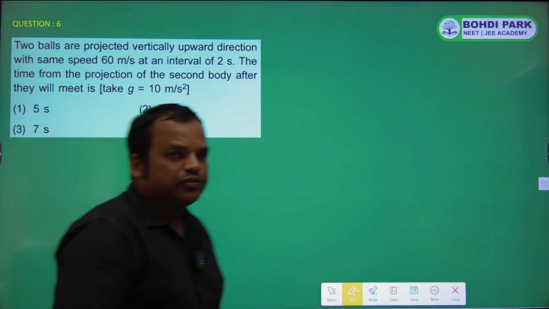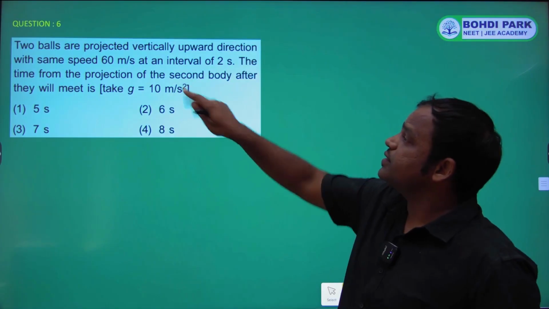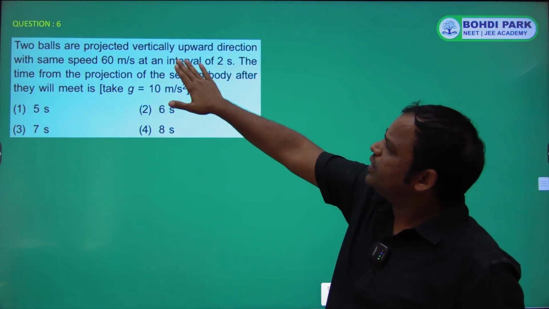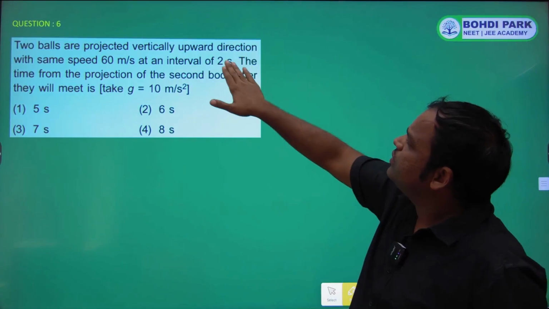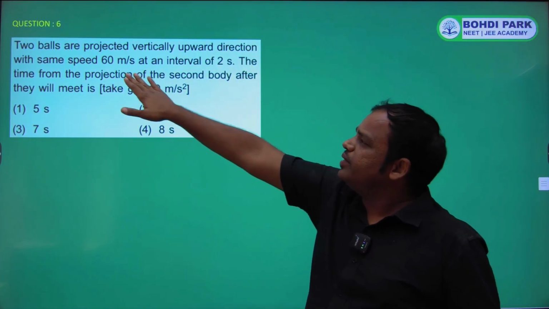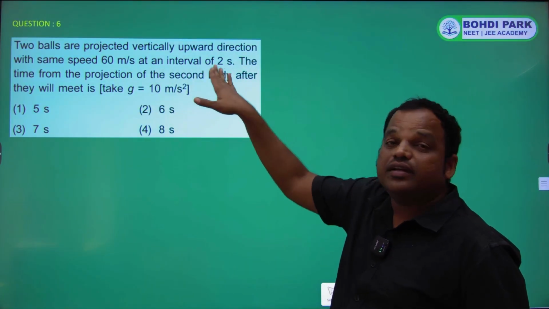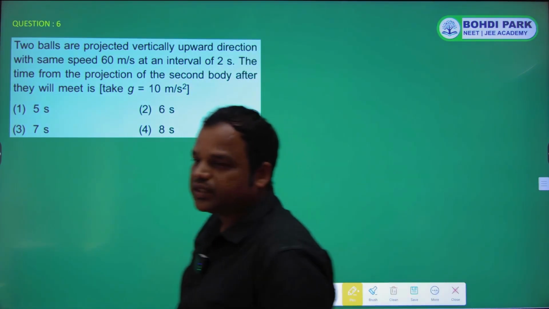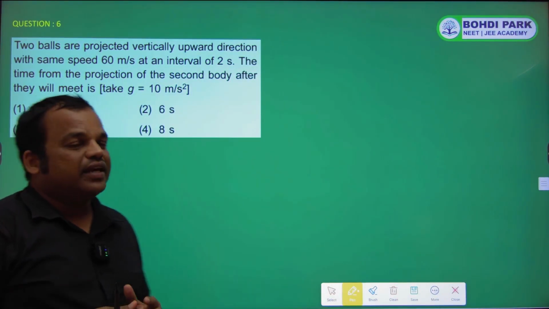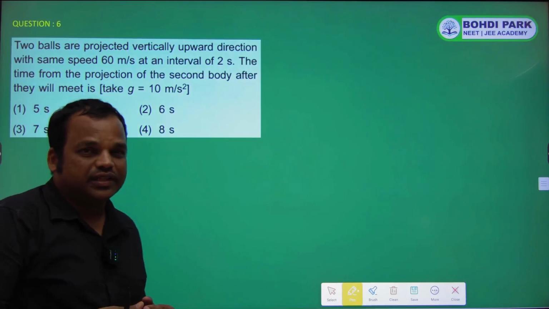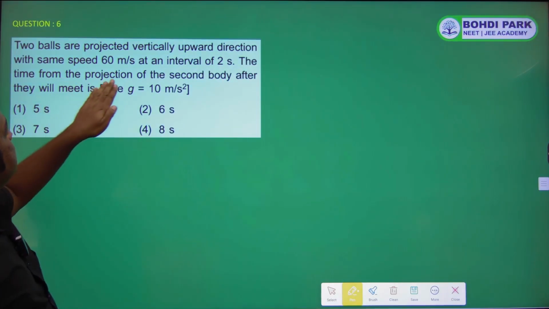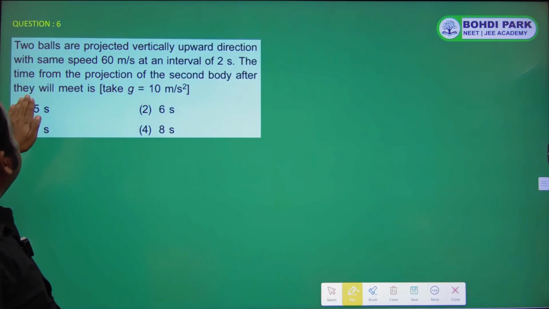Look at this new question. It is a sixth question. The two balls are projected vertically upward direction with same speed 60 meter per second at interval of 2 seconds. So one ball is projected upward. After 2 seconds, another ball is projected. The time from the projection of second ball after they will meet.